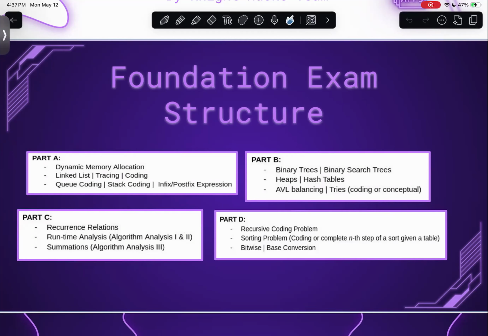Each section has its own different parts. Part B will have binary trees, heaps or hash tables, and an AVL or tries. And then part C is basically the math-oriented or runtime section.